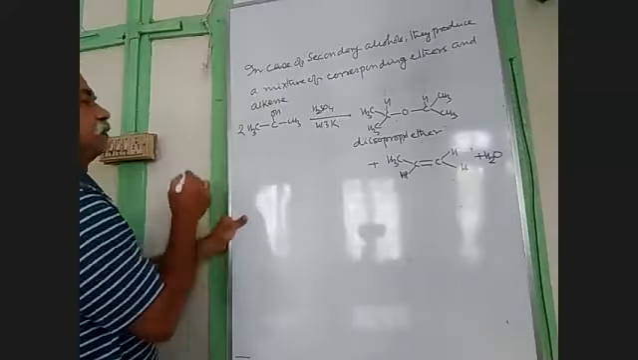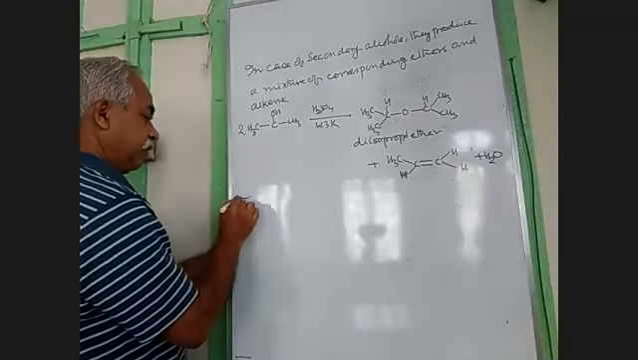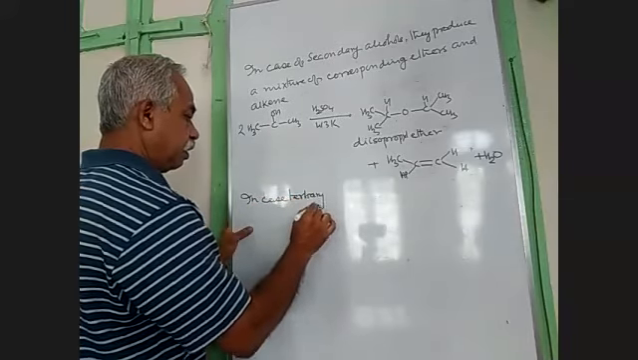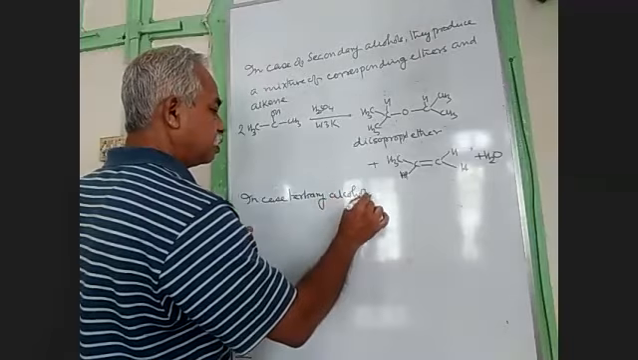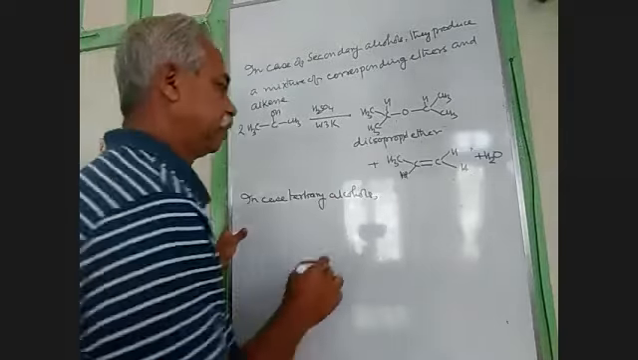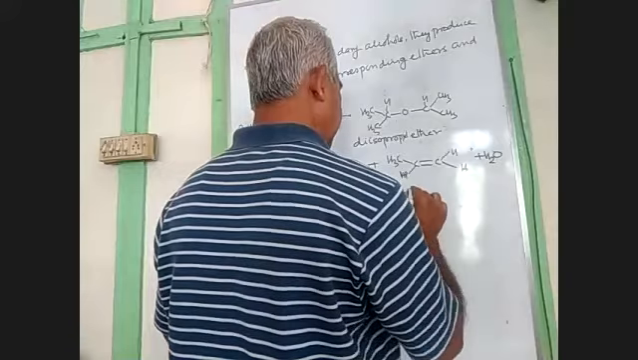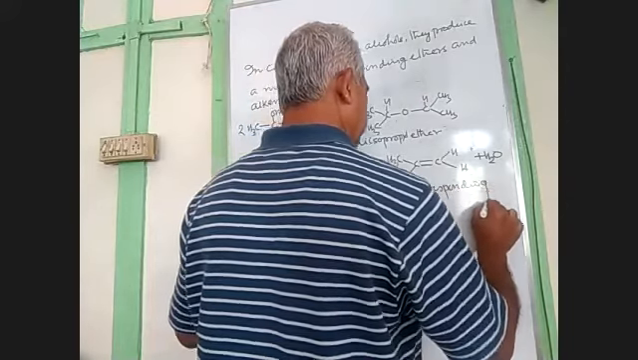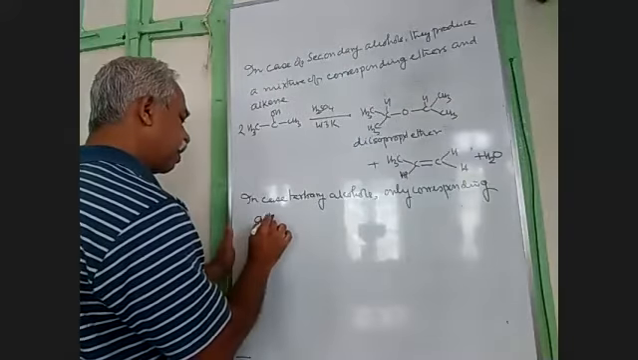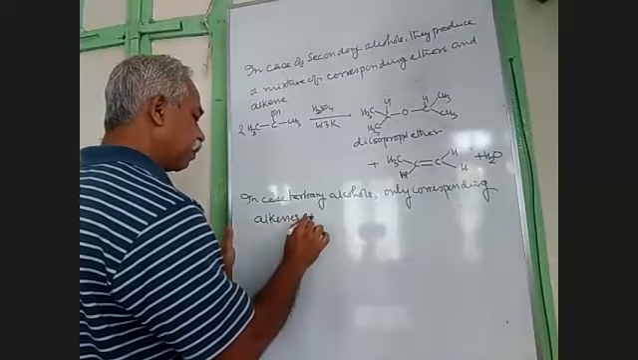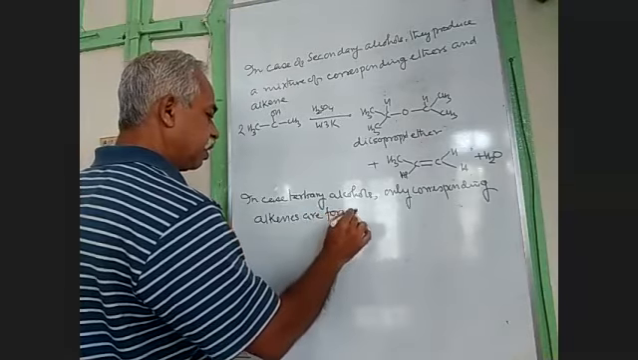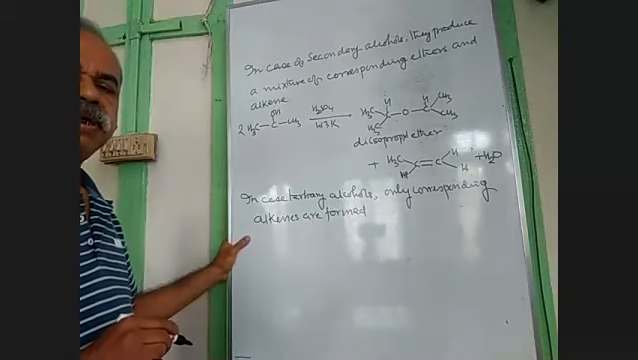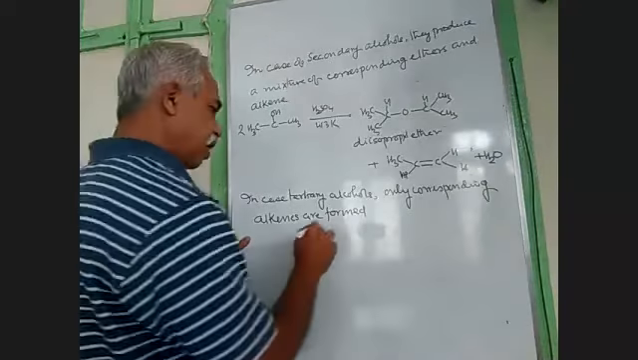And in case of tertiary alcohol only corresponding alkenes are formed. So this reaction is not a general method of preparation of ether. It is only applicable for preparing ethers from primary alcohols.